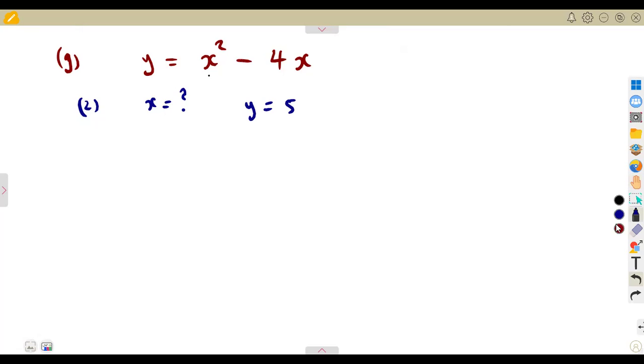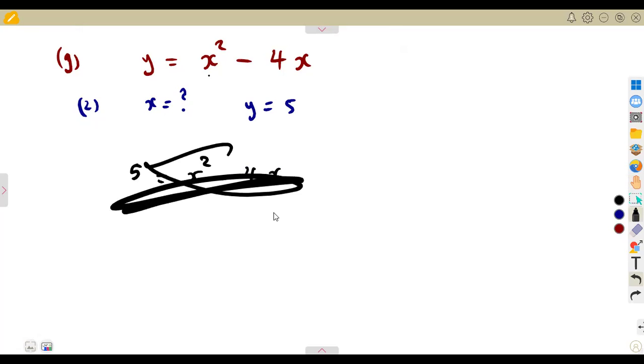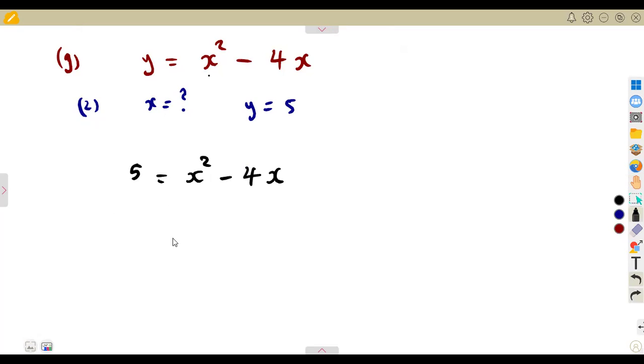We're just going to substitute. In place of y, we substitute a 5. So 5 is equal to x squared minus 4x. If we take a closer look, we are solving for x, and this type of equation is not a familiar one. This is a quadratic, it's not a linear equation like what we have been expecting. These are quadratic equations now.